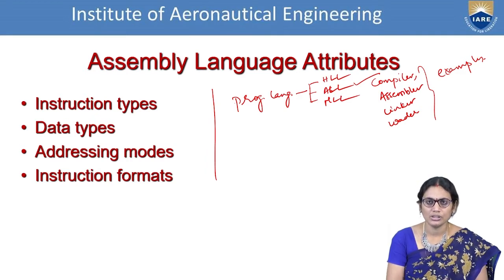The control unit is to issue the signals. And then the next one is the arithmetic logic unit, which is essential for handling the arithmetic and logic operations as well as shift operations.